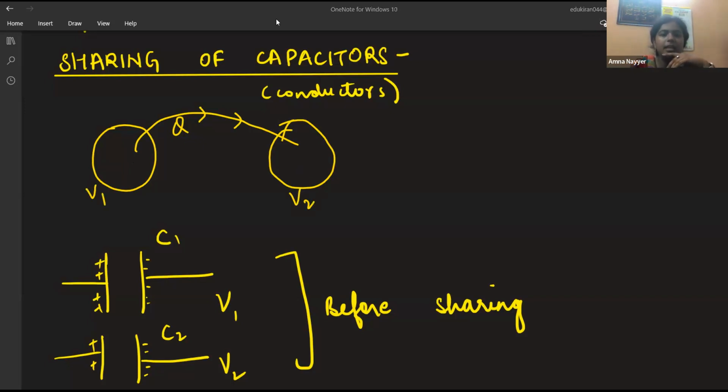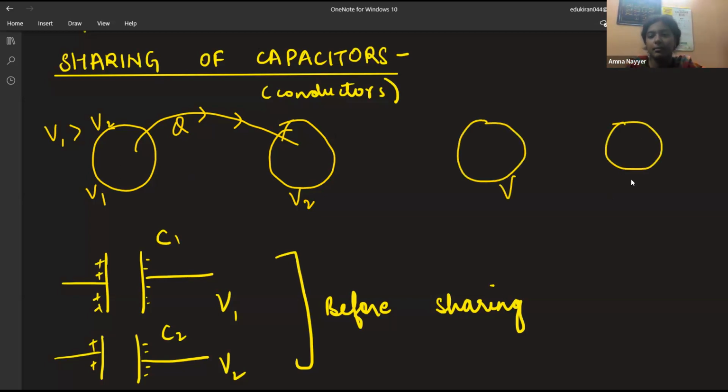When the charges are moving, what will happen? One is at the higher potential. Let's say V1 is at the higher potential, V2 is at the lower potential. So some of the charges will travel from V1 to V2. Right? The charges will travel from V1 to V2, till the time both these values of potential become the same. This is what is meant by sharing of capacitors.